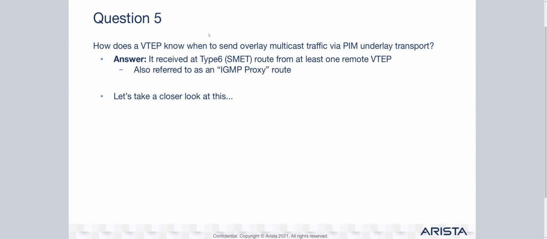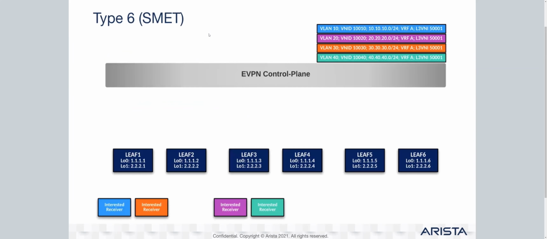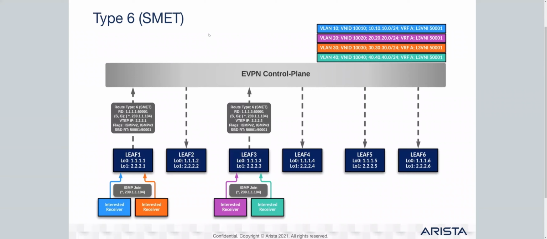All right, so let's actually go ahead and take a look at this in action to really drive home the concept. So again, we have interested receivers attached to Leaf 1, and we have interested receivers attached to Leaf 3. These interested receivers send their IGMP membership report. In this case, it is an ASM join for 239.11.104 in VRFA. So all these guys up here, they're all in VRFA. So Leaf 1 and Leaf 3 receive that. Once they receive that IGMP membership report, that join, they are going to originate a type 6 route, an SMET route, associated with that join that they received.